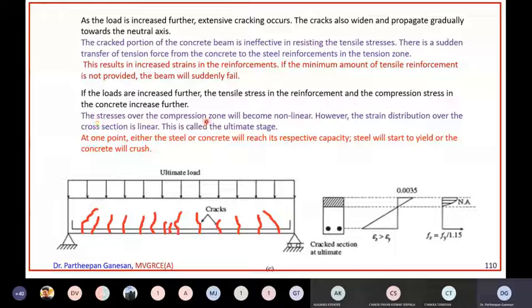The stresses over the compression zone will become non-linear. However, the strain distribution over the cross section is linear. This strain is always linear only because it is according to the assumption.